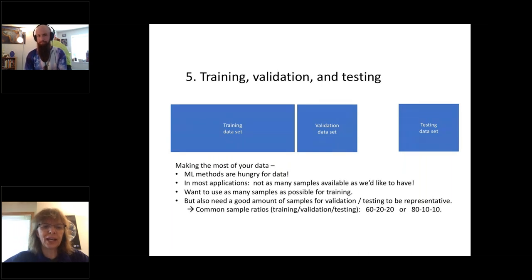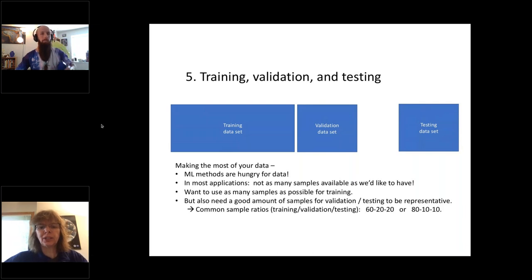So we're kind of stretched anyway. So what we usually do is that we want to use as many samples as possible for training, but if we use them all for training, we have nothing left. So quite often you use a big portion of it, say either 60% or 80% for training, and then only 20% or 10% each for validation and testing.